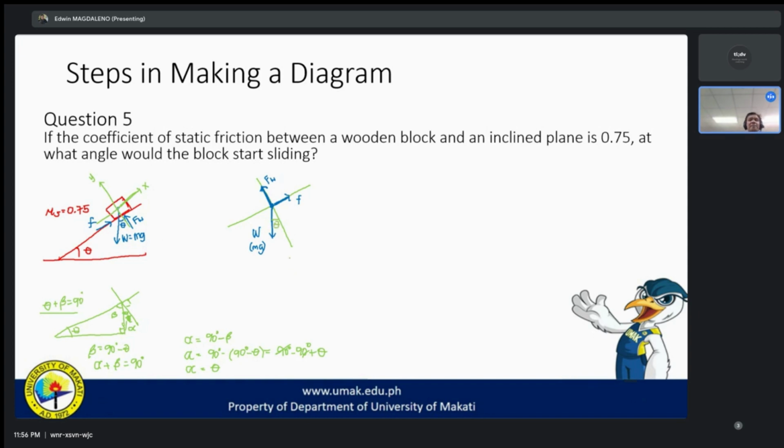Okay. Next thing we need to do is to realign the Cartesian plane. So how do we realign that? So let's put the x-axis, since this is the x-axis, parallel to the horizontal. And of course, the y-axis should be perpendicular to the horizontal. Okay? Now, redraw the forces acting on the object.